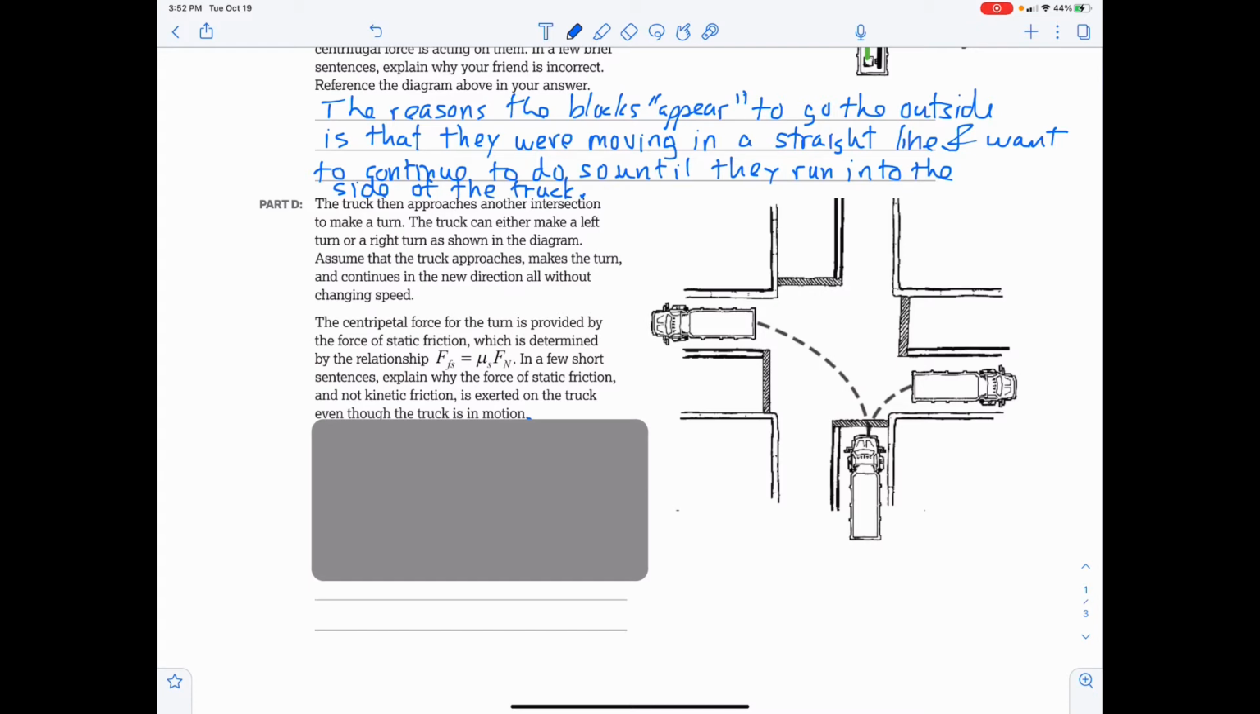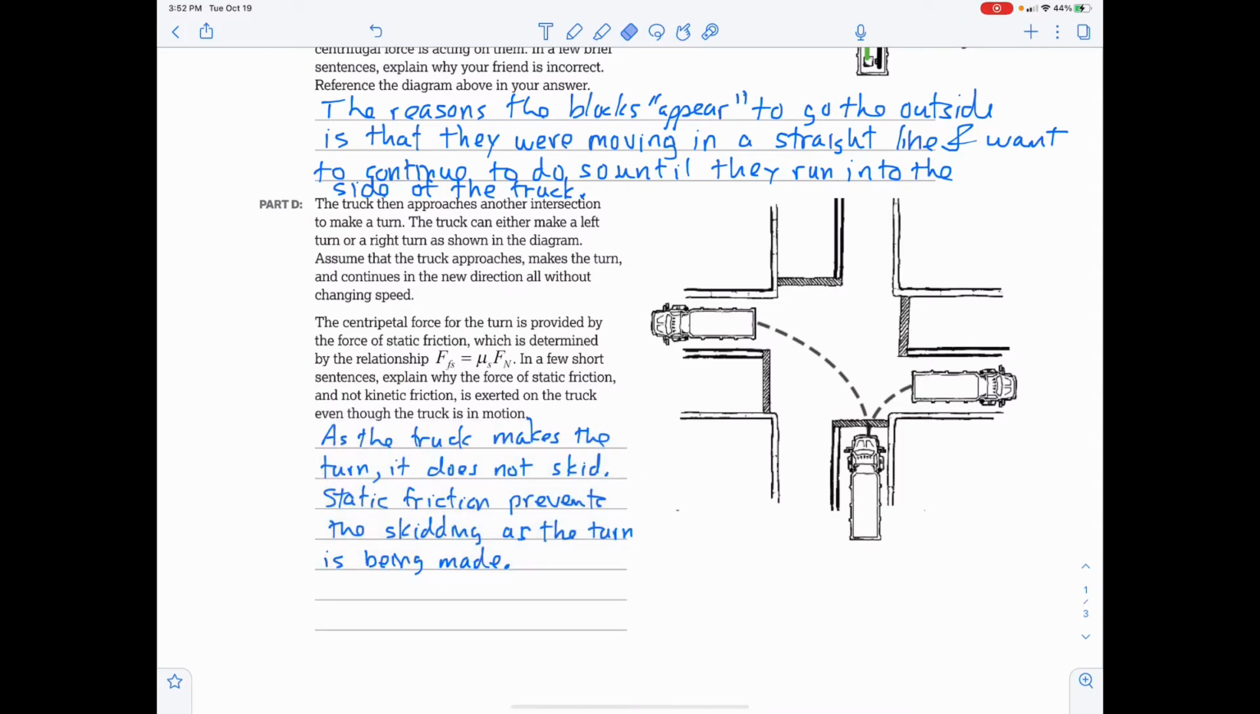In a few short sentences, explain why static friction and not kinetic friction is exerted on the truck even though the truck is in motion. As the truck makes the turn, it does not skid. Therefore, static friction is preventing the skidding as the turn is being made.